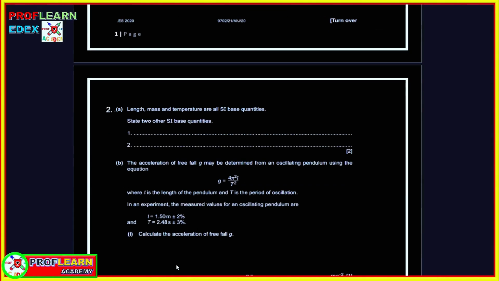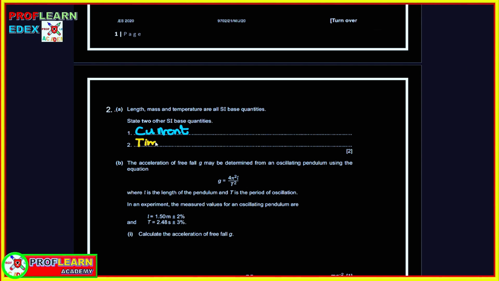Moving to question 2, length, mass, temperature are SI base quantities. Be very careful when you are told that they are SI base quantities, because sometimes you'll be told to talk of SI base units, but in this case we are talking about SI base quantities. Now state two other SI base quantities. Number one, we can talk of current, and also we can talk of time.